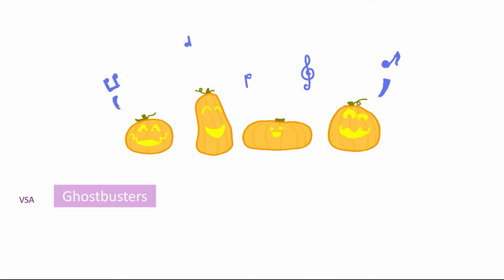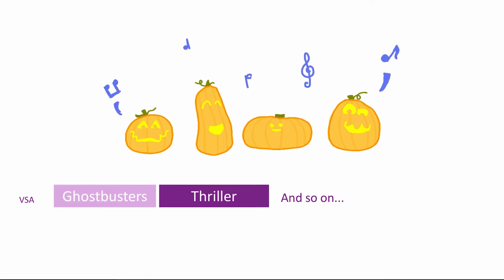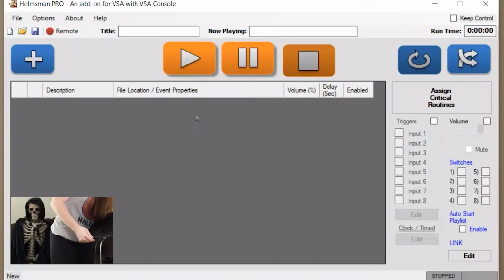Another great example of this would be if you had an animatronic band and they played a bunch of different songs. You can just have one VSA routine per song. You put all those VSA routines into a playlist and then you could even randomize that playlist Halloween night. But the Pirates show that I'm working on now is going to be very long and complicated. So instead of using that, I put together a different little project to show you how Helmsman works.